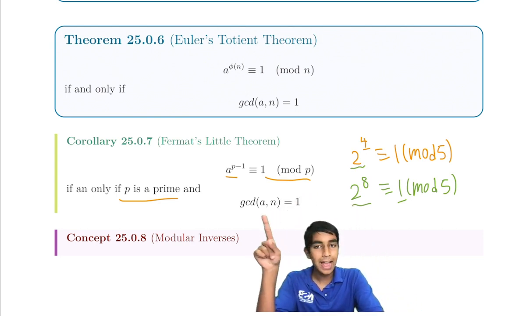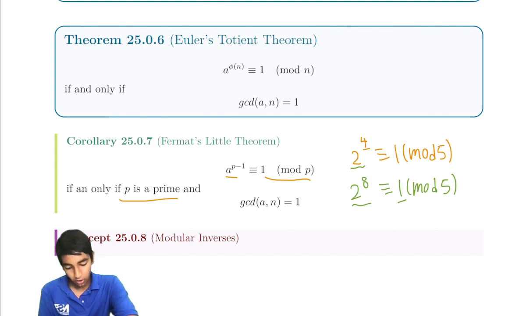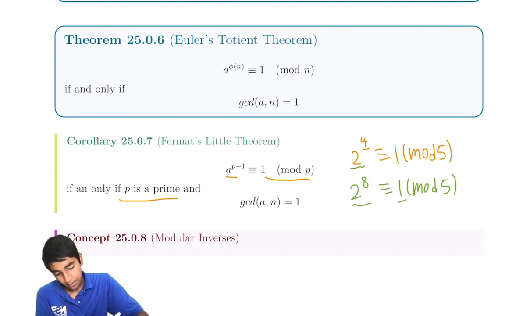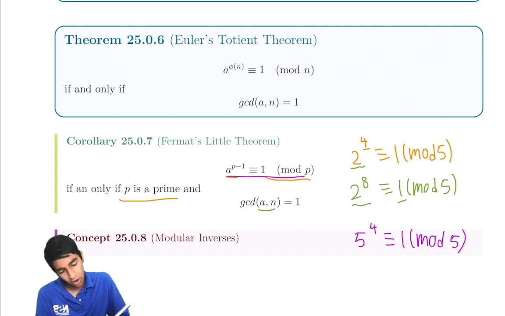This is very important, and if you don't include this condition, it's going to be completely wrong. So why is this true? It's true because it's saying that these terms can't share any common factors. So for example, let's say this was 5 to the power of 4 is congruent to 1 mod 5. Is this true? Well, by this, technically it is, but no, because 5 and 5 share a common factor. And clearly you can see that this is just going to be 0 mod 5, not 1 mod 5.